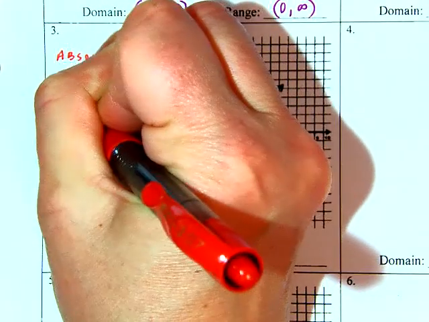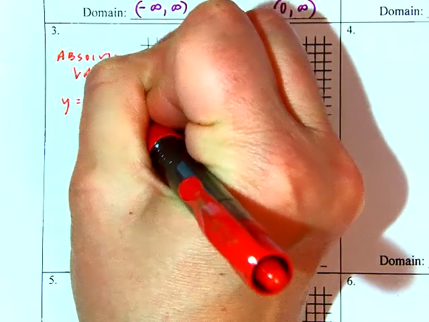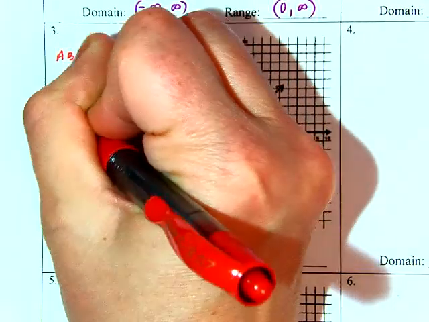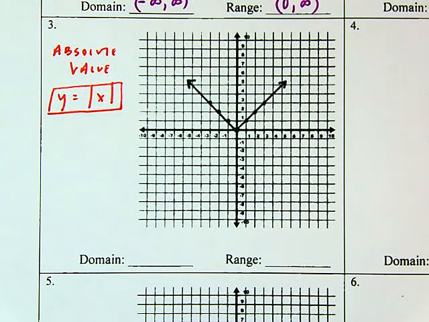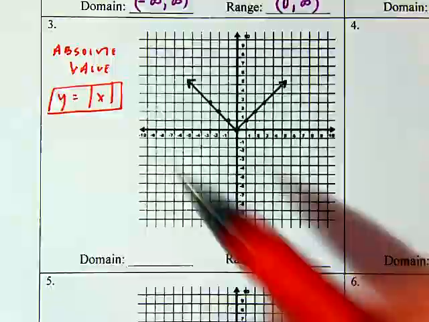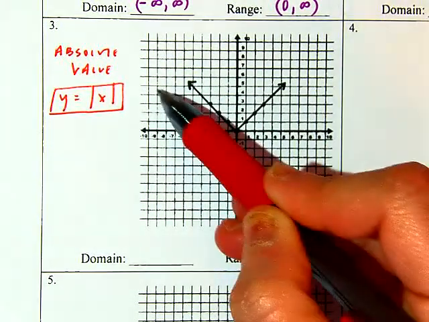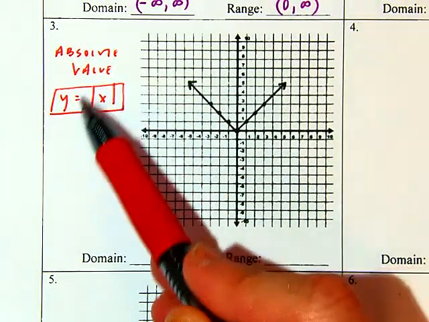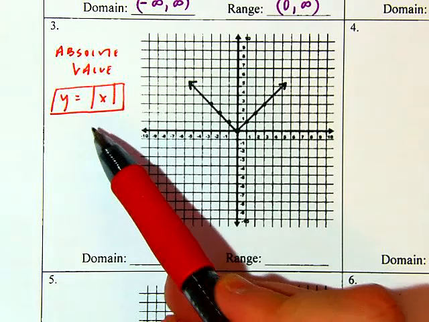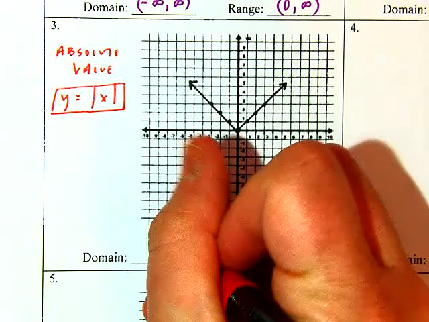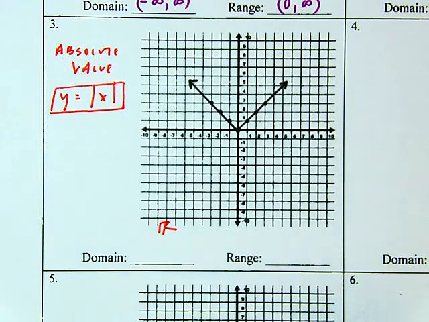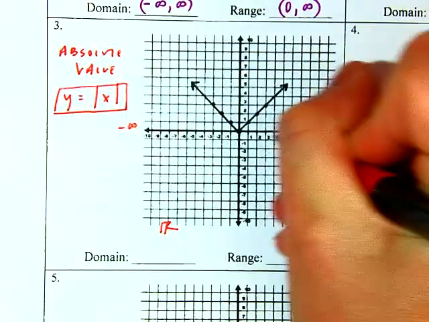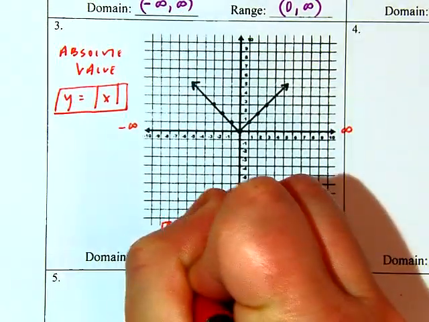So absolute value would be y equals absolute value of x, like that. So here is my absolute value function. Well, what can x be? What's my domain? Well, it keeps growing from left to right. I can plug in anything in here for x. So my domain is all real numbers. Or I could say those two extremes from negative to positive infinity.